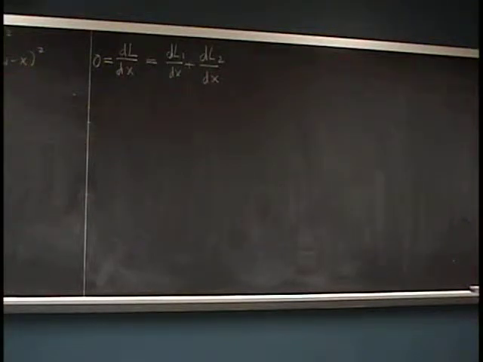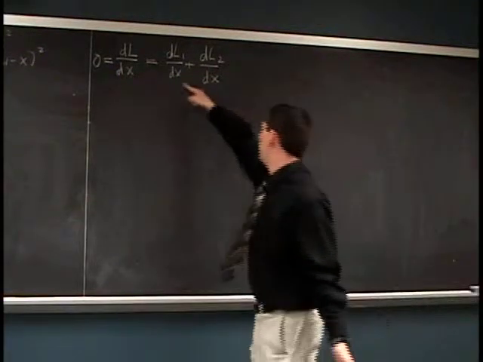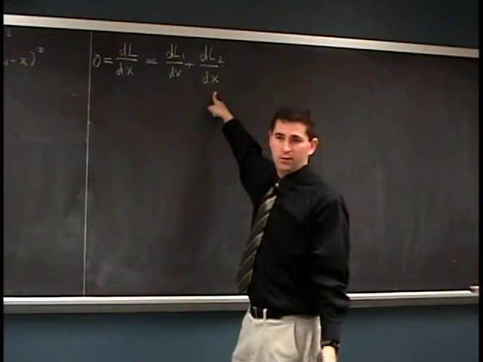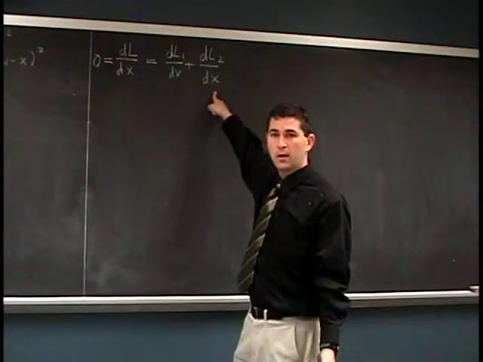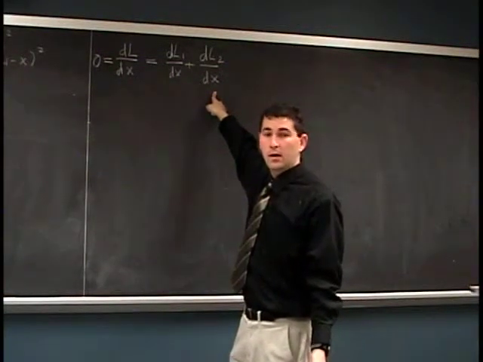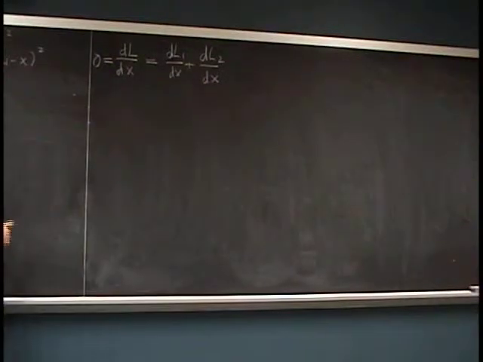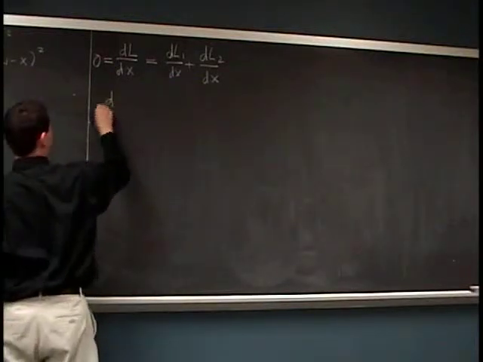Now it's bad because I don't know what the derivative of L1 and the derivative of L2 are. So where do I go? I can go over here and use these constraints right here. So I take derivatives of my constraints.